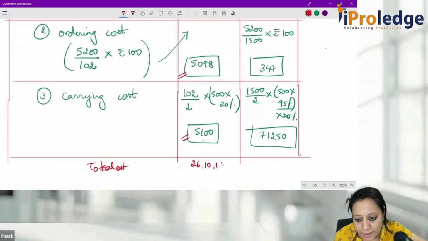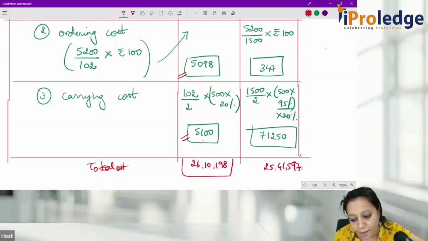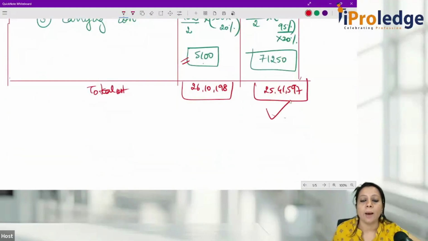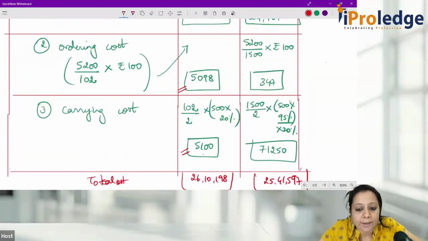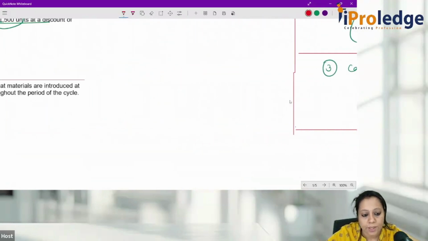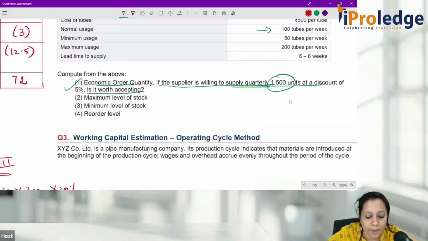26 lakh 10,198. Okay. And what about this? 25 lakh 41,597. Okay. So which is better? This is better. Accepting the proposal is better. It is giving me lesser cost. We are not talking about profit. Cost is lesser than the current situation of EOQ. Cost is lesser than EOQ. Okay, so I hope everybody has understood.